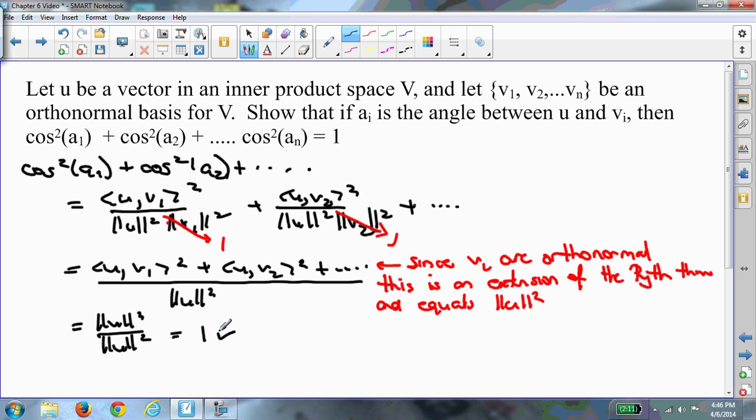You could think of this also as your coordinates, if you think back to the projection idea that we had earlier. So you could think of this as your x-coordinate squared plus your y-coordinate squared plus your z-coordinate squared, plus however many coordinates you have. And so basically you have magnitude squared in the numerator.